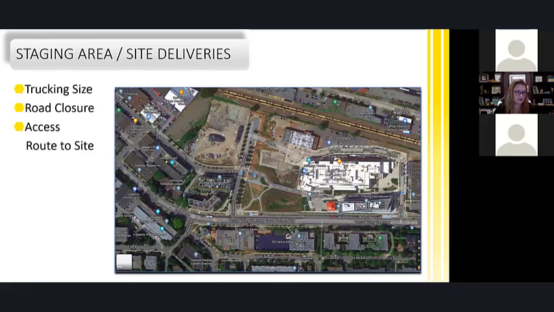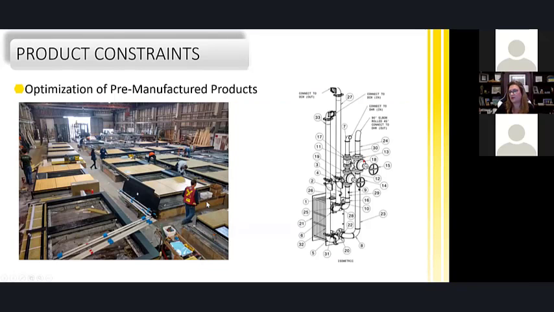What else? Just a quick check, make sure I haven't forgotten anything. Okay.